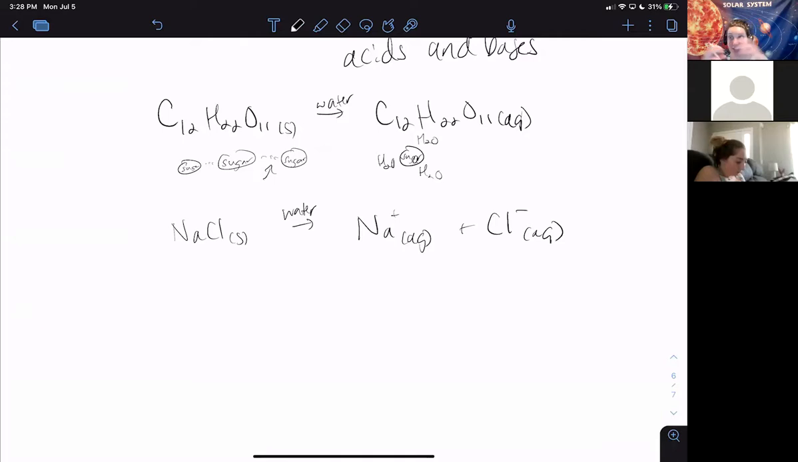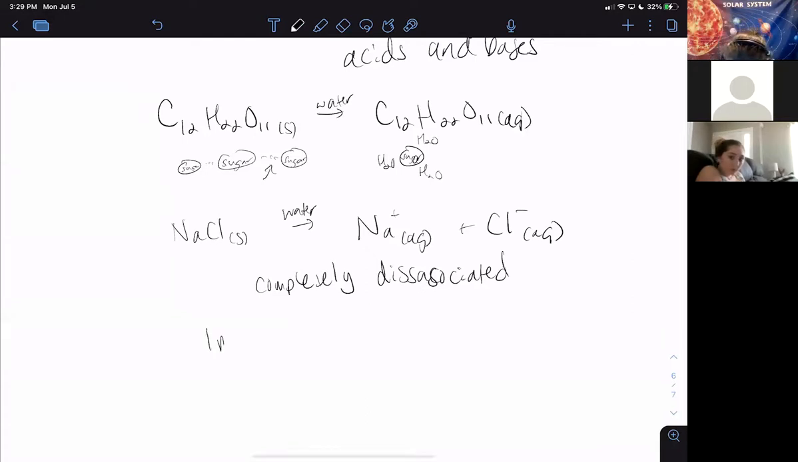And it's going to break apart entirely into ions. So there will be no sodium chloride units left together. We'll learn more about that. So we consider this to be completely dissociated. Sorry, I can't spell. So they're going to break down completely into ions.